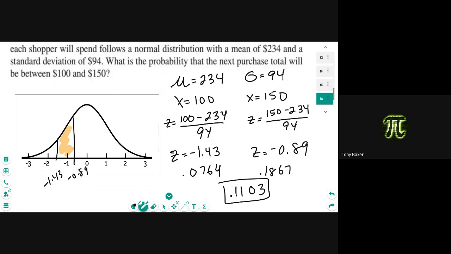And remember, your answer's got to be between 0 and 1, right? No matter what, the answer's got to be between those two values. So if you get a negative answer, you probably screwed something up. If you get something bigger than 1, you probably screwed something up. So go back and look and figure out where you made the little mistakes.